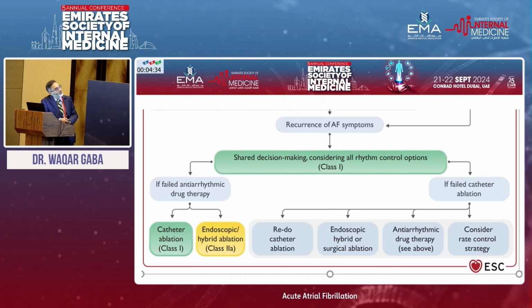The only difference with persistent atrial fibrillation is you have more options. You have endoscopic, hybrid or surgical ablation, and you have rate control at the end, obviously, because now you have used all the resources to convert them into sinus rhythm. You don't have any option. They are persistent in atrial fibrillation. You just rely on rate control therapy.